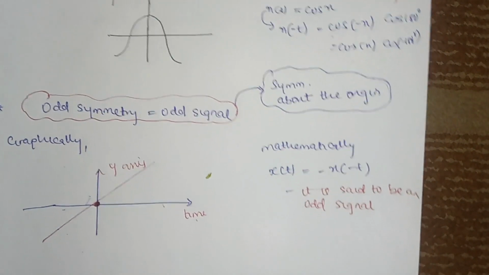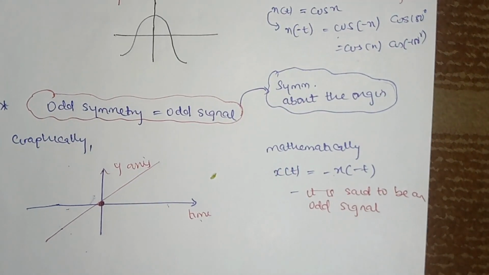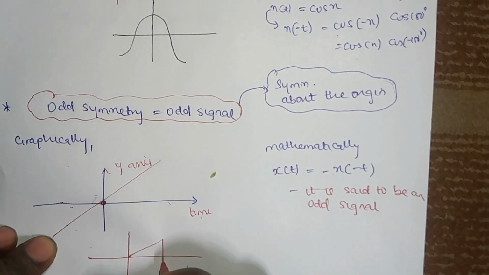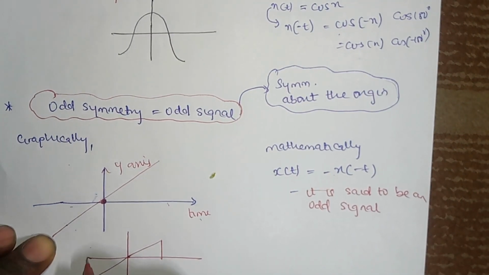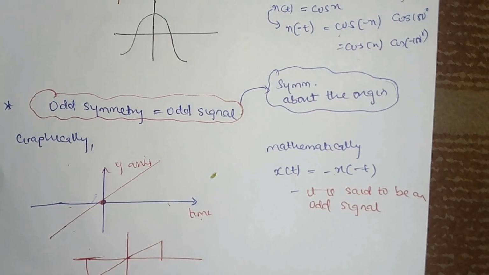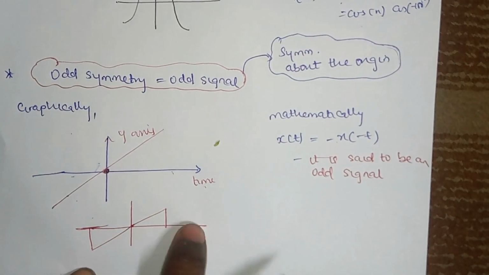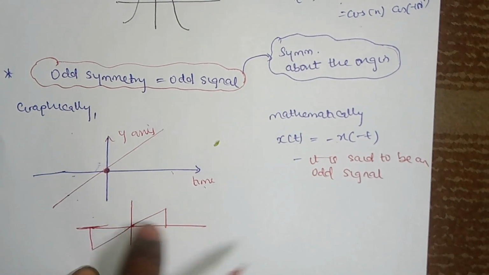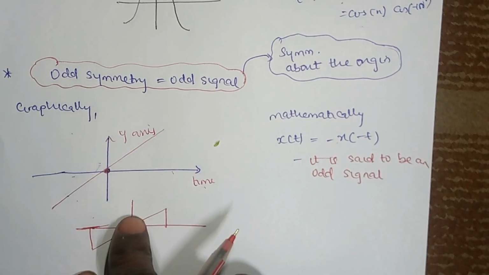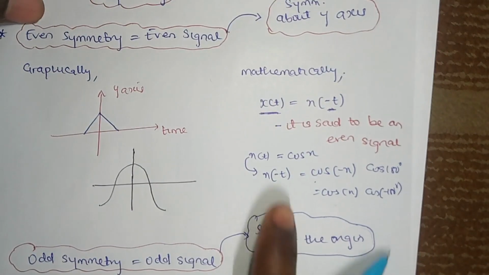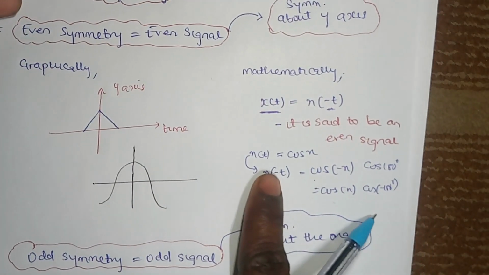Another example for an odd signal is something like this. If you have a signal like this, look at this. It is symmetrical about the origin, right? It is symmetrical around the origin, not on the y-axis or on the time axis, but rather around the origin, right?